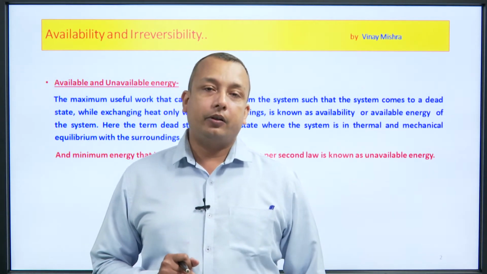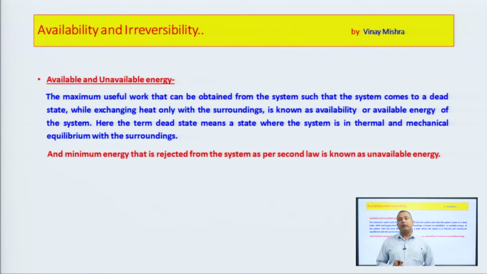As we have learned, what is available energy and what is unavailable energy. We have seen this definition: the maximum amount of useful work that can be obtained from the system such that the system comes to a dead state. That means the maximum amount of useful work that can be extracted from the given amount of heat input is said to be available energy when the system reduces to its dead state condition. About this we have talked.